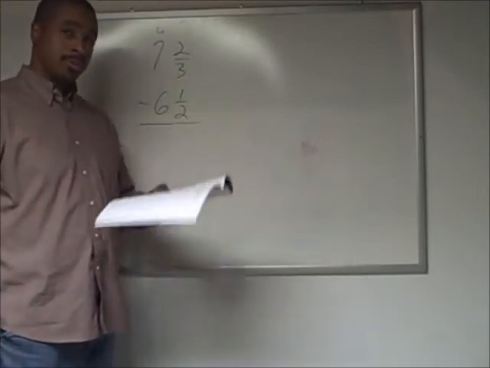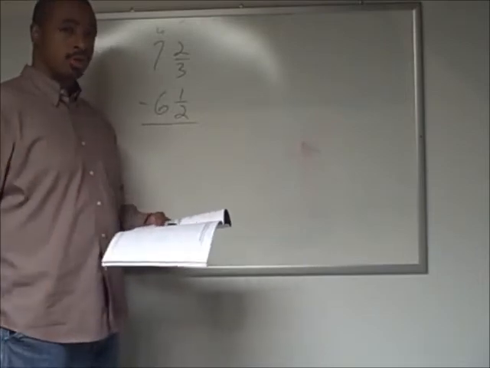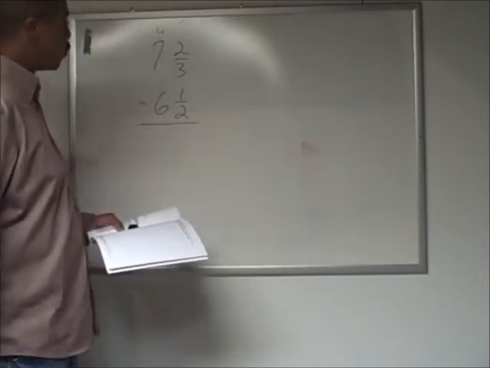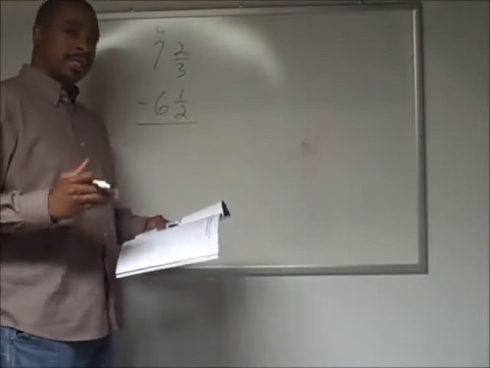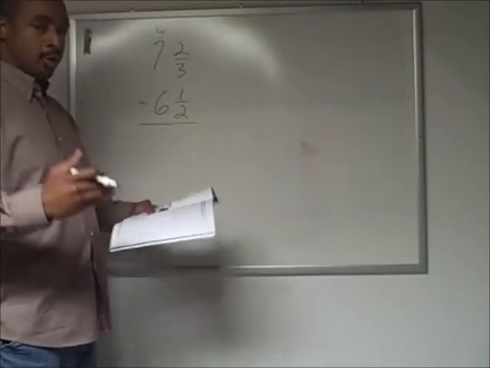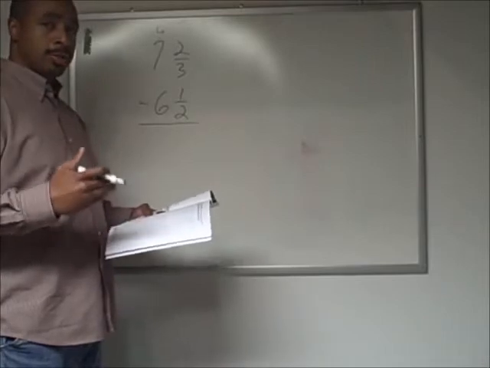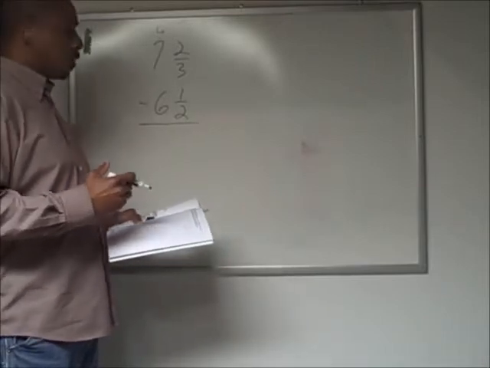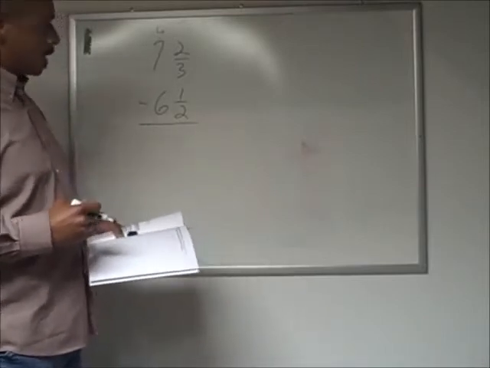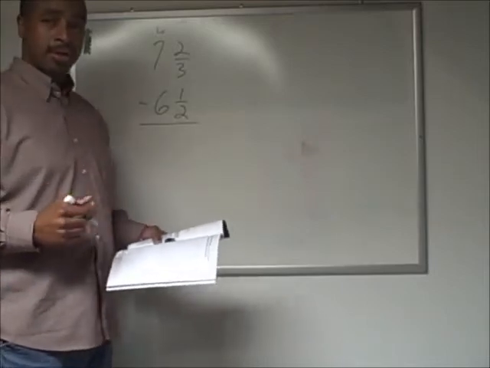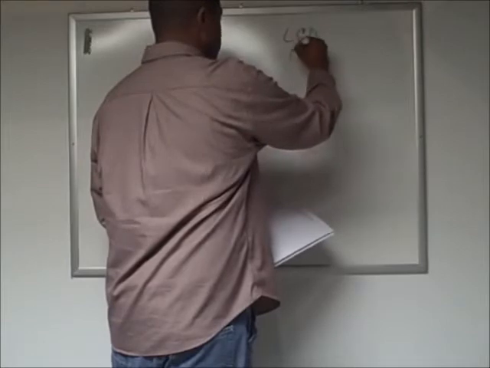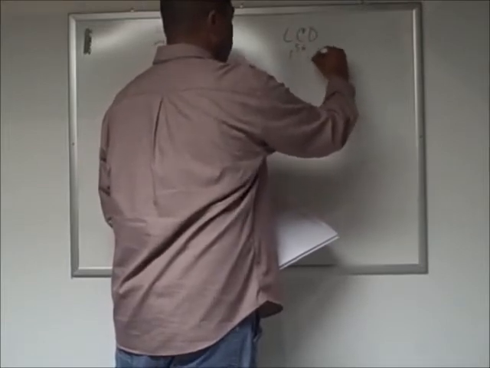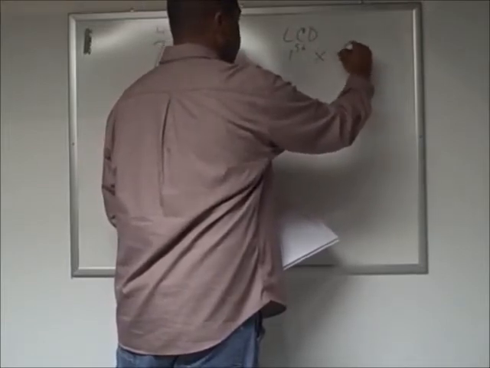This is just taken from the Get Your GED Now Test Preparation Series workbook: 7 2/3 minus 6 1/2. The very first step you have to take anytime you are adding, subtracting, or even making a comparison between fractions is you have to find the lowest common denominator. The lowest common denominator can be found two ways. The first way is simply by multiplying the denominators.